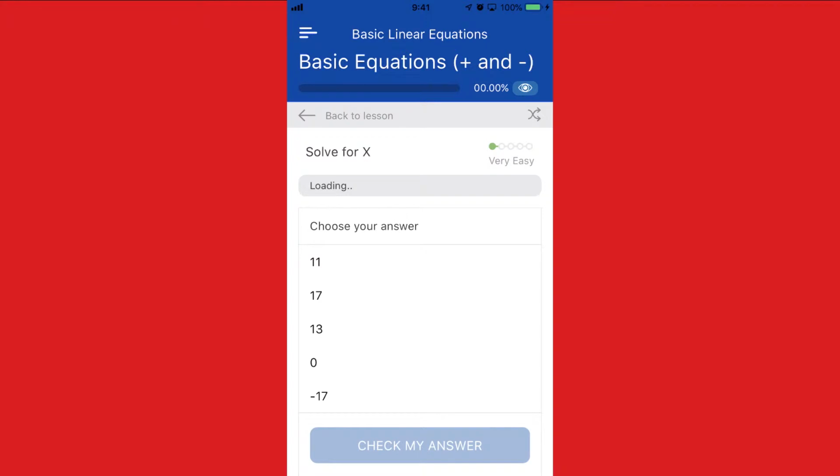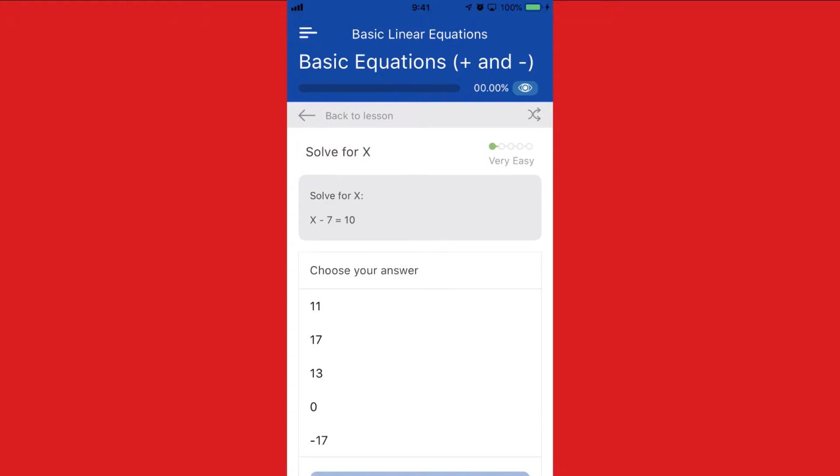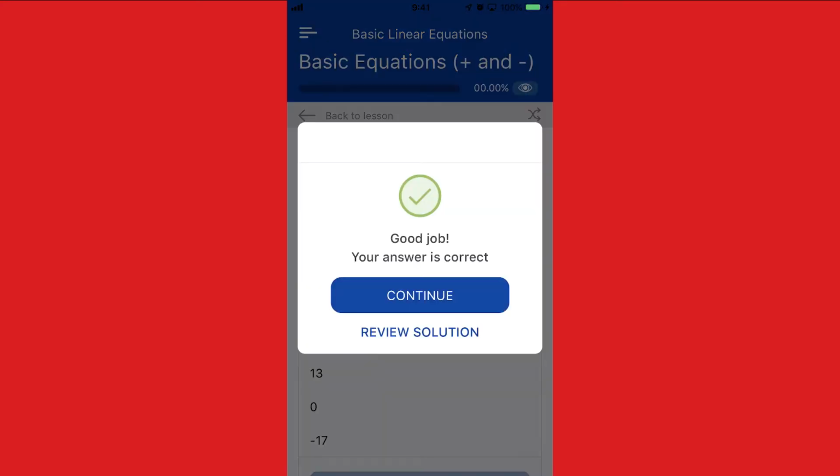Continue, solve for x. Solve for x, x minus 7 equals 10. I will choose 17, check my answer. Now, the blueprint is set up so that after a number of correct questions in a row, the student can move on to the next lesson.